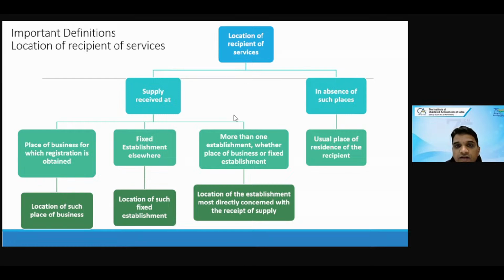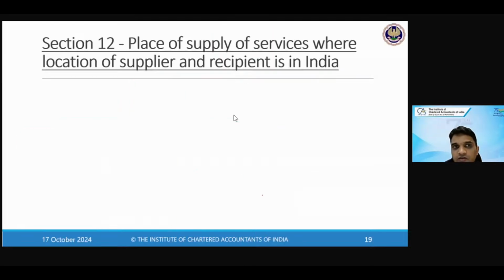Okay, so now once we have understood the definition, we'll go to place of supply of services where the location of supplier and recipient is in India. Both should be in India. If one of them is outside India, say the location of supplier is outside India but the recipient is in India, then section 12 will not apply. Or where the location of supplier is in India but the location of recipient is outside India, still section 12 will not apply. Then you have to go to section 13.